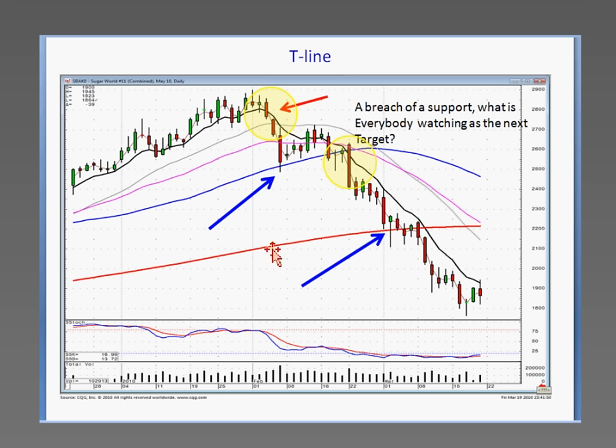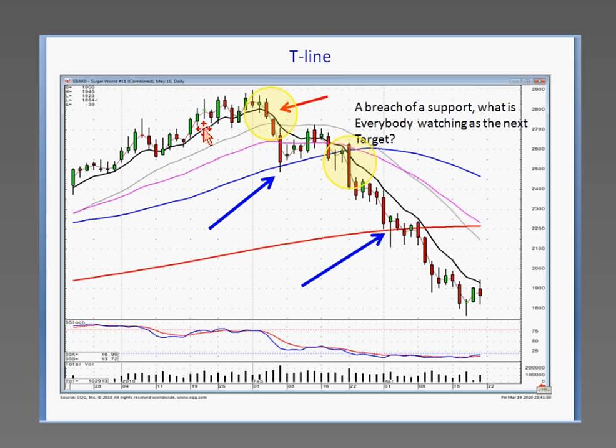The moving averages: the red is the 200-day simple moving average, the blue is the 50-day simple moving average, the gray is the 20-day simple moving average, and there might be even a 34 on here, but I usually don't have that on. And the reason we have those moving averages is because those are the moving averages every major money manager in the world uses to make decisions about their portfolio.